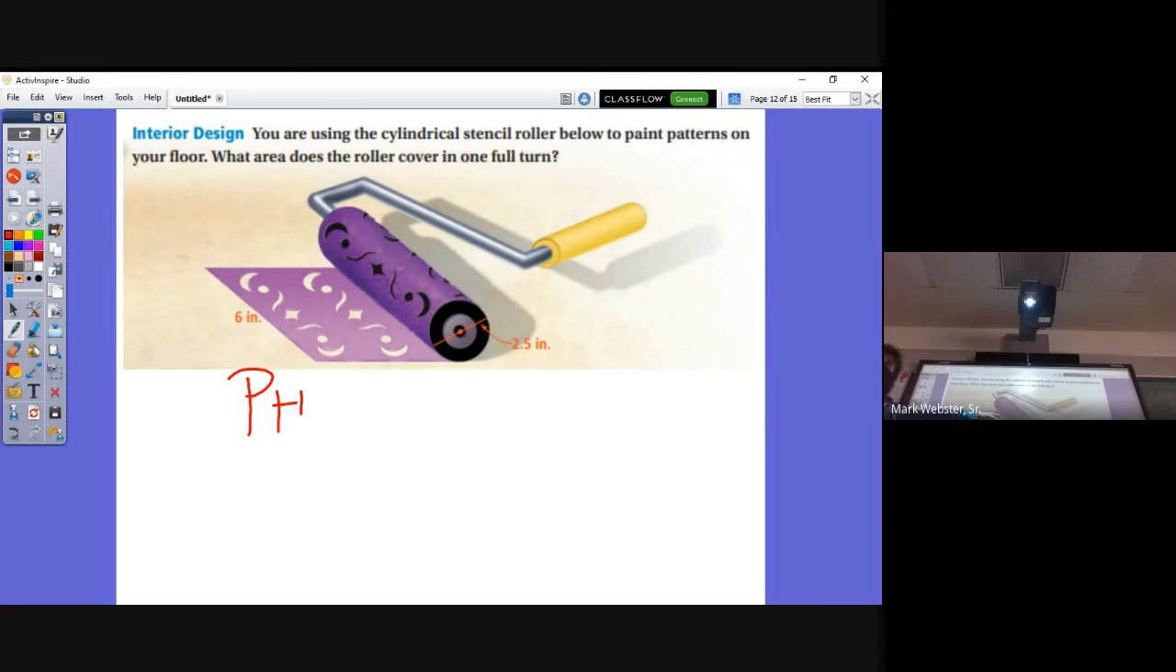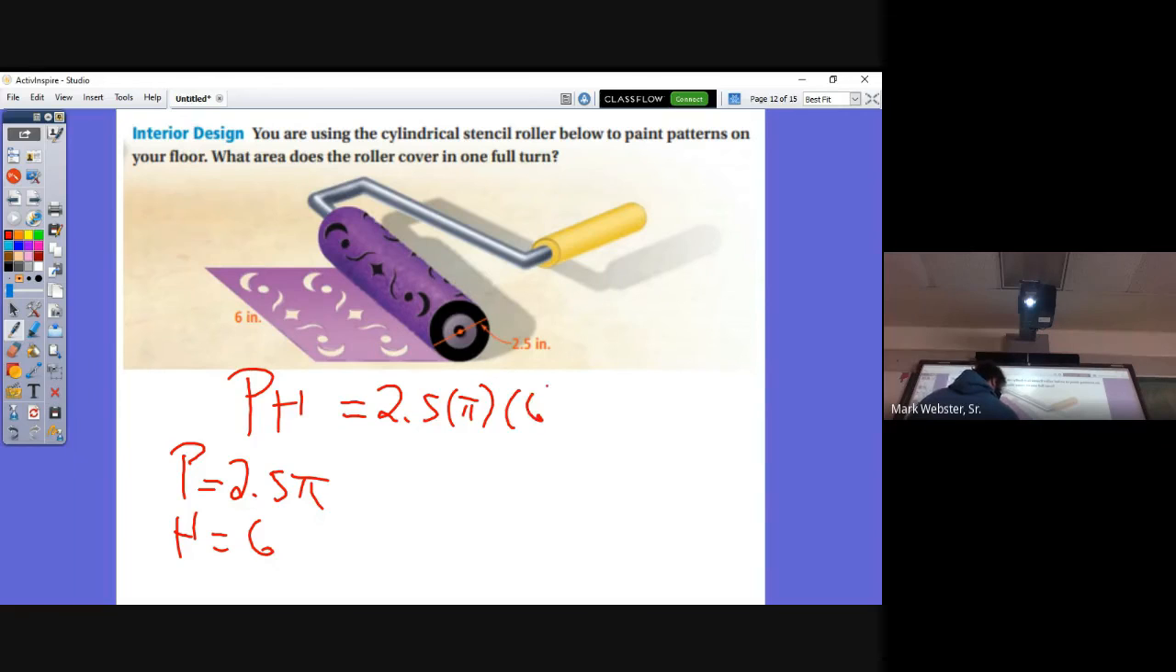So here they give you the diameter is 2.5, right? And the height is what, the 6? So it's just 2.5 pi times 6. Whatever that is. 13 pi. Say it one more time. 13 pi. 13 pi. Thank you.